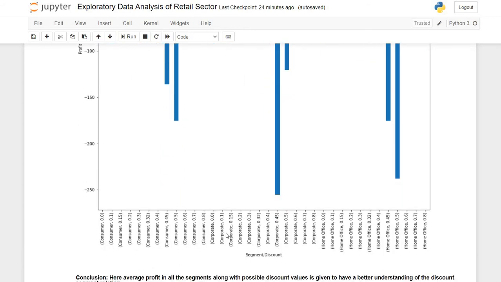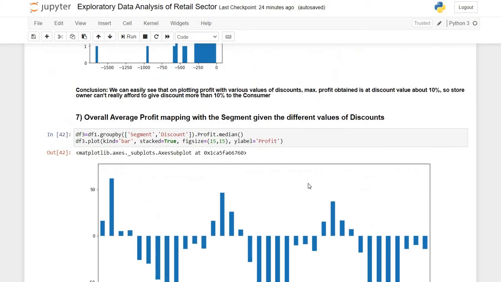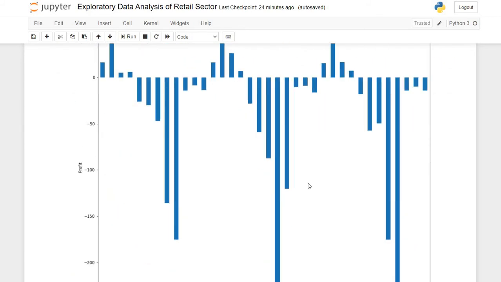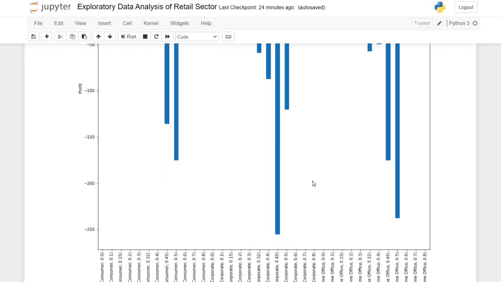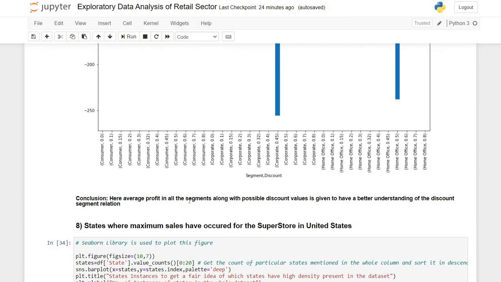Now similarly, in each and every segment, like consumer segment, corporate segment, and home office segment, we have plotted accordingly. So we'll get a brief idea of each sector, how much discount should be given in order to maintain profit for the shop owner. Now, the average profit in all the segments along with possible discount values is given to have a better understanding of the discount-segment relation.